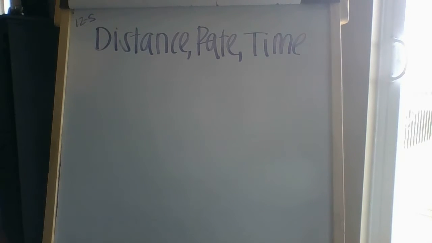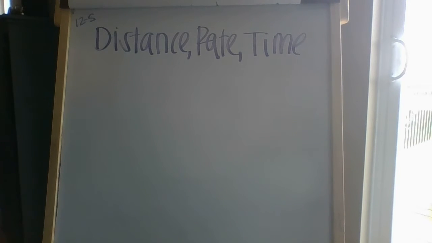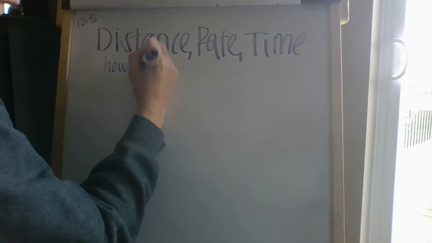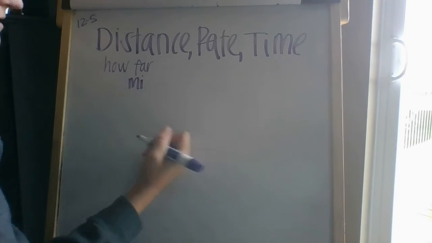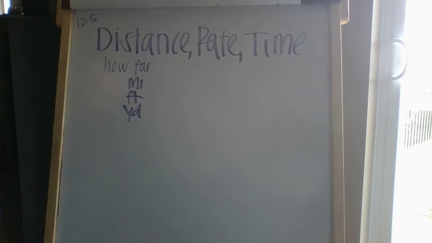But first, one thing I want to talk about is just what are these different things. Now, very first thing, our distance. Here we're taking a look at how far you're going. All right, so if we're taking a look at how far, some different labels that you may see: you might see miles, you might see feet, you might see yards. Any of those ones that are measuring distance or how far you're going.